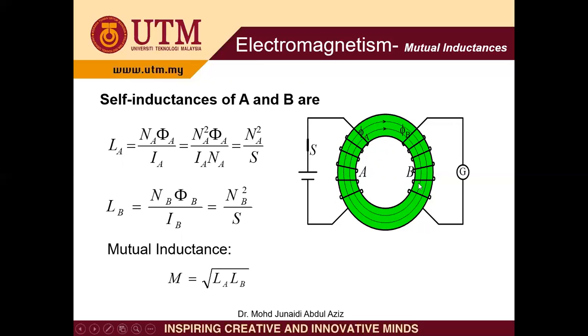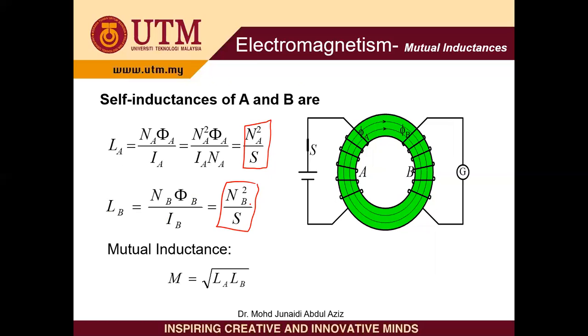Okay, so the self-inductance, as mentioned before, can be calculated as N, the number of turns, multiplied by the flux induced inside coil A, over the current flowing inside coil A. And this can also be deduced to these equations, N squared over the reluctance. And you also have the self-inductance of coil B, which can also be written down as this one.